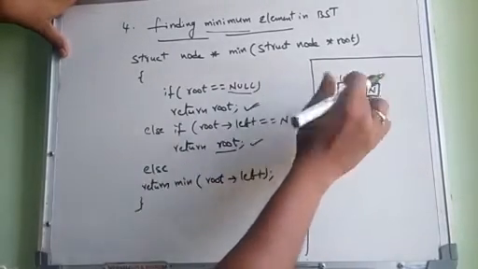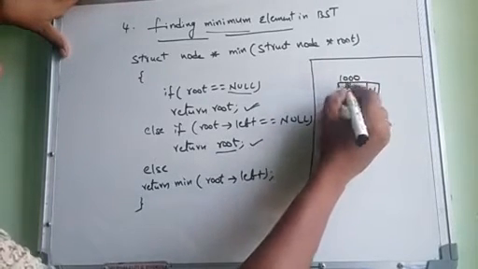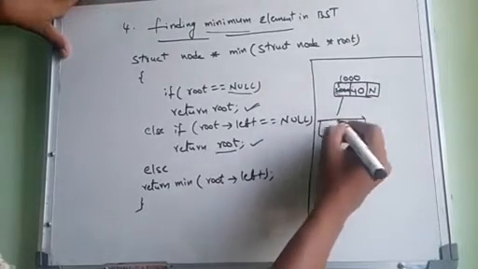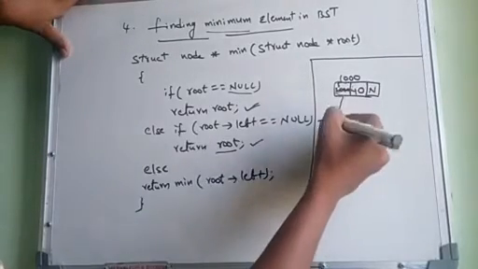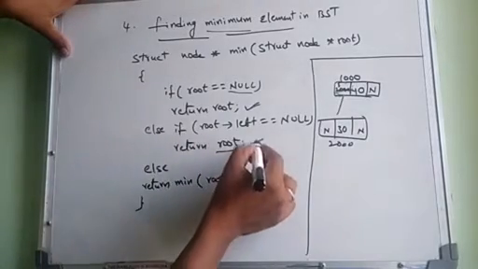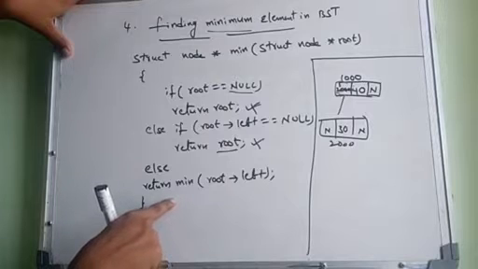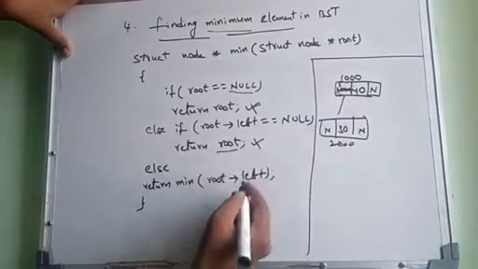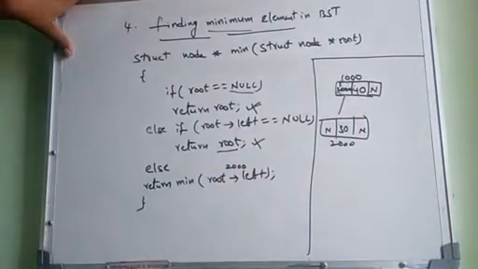Suppose some address is there, just take the address is 2000. In 2000 one node is present, with null on its left side, just assume 30. If these two conditions are false, then go to the third case, that is the else part. What is the else part? Collect the left side. Which one has it? Root's left side has 2000.